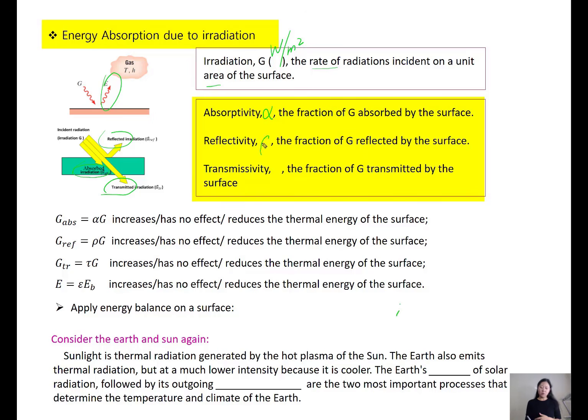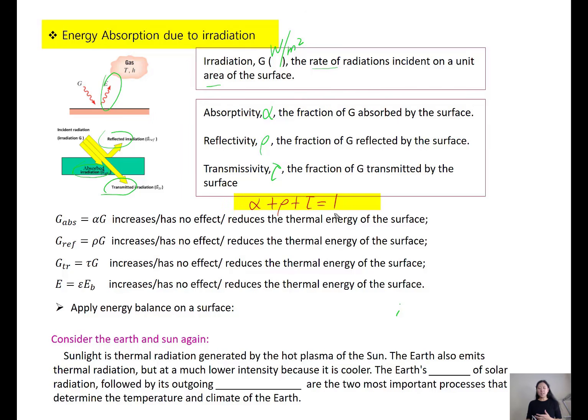We use rho to represent reflectivity. It's the fraction of G reflected by the surface. We use tau to represent transmissivity. It is the fraction of G transmitted by the surface. So now we have this relation: alpha plus rho plus tau should be 1.